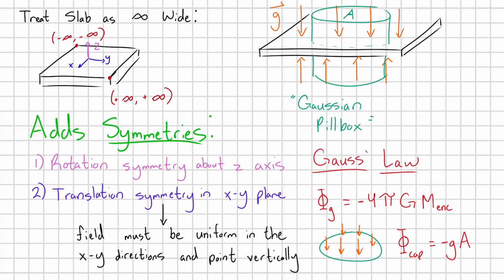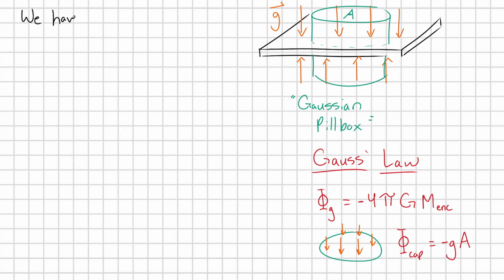Now, because our field lines are parallel to the tube part of our cylinder, there's not any push in or push out there. So it's purely in the caps where we're getting our flux. So because we have two caps, our total gravitational flux is just going to be minus 2GA.